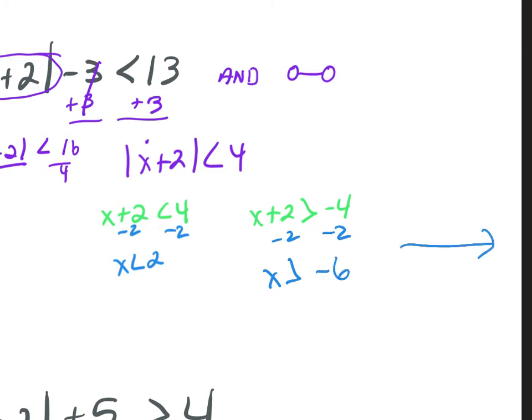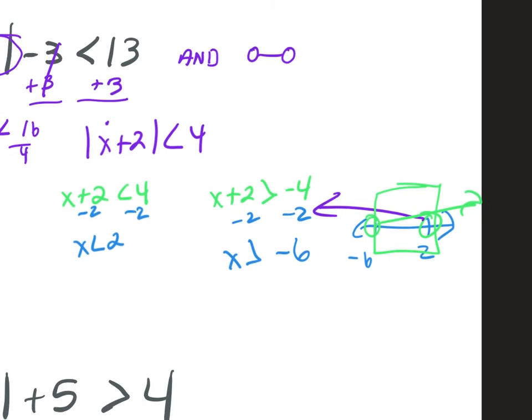So a quick little picture. Negative 6 would be on this side, 2 would be on this side. We have open dots at both. So my inequality on the left says x is less than 2, so I'd color that way. My inequality on the right says that x is greater than negative 6, so I color that way. So where the colors overlap is my intersection. So I would say negative 6 to 2, and it does not include the endpoints.